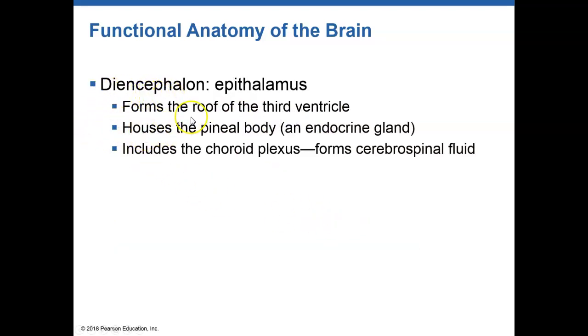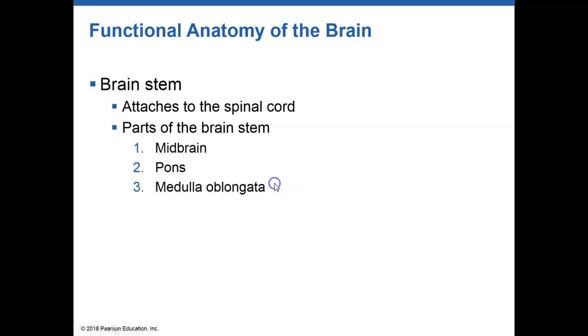So the epithalamus is posterior to the thalamus, the posterior aspect of the thalamus. And it helps in forming the third ventricle. It houses the pineal gland, which is an endocrine gland, and includes the choroid plexus. Choroid plexus is the region of the brain that produces cerebrospinal fluid.